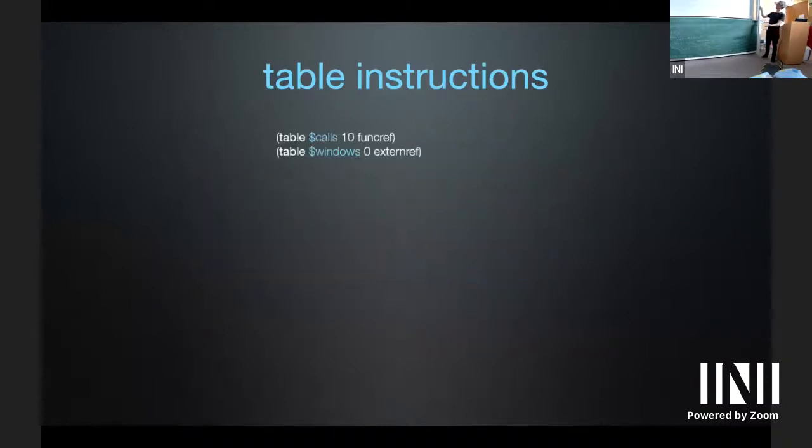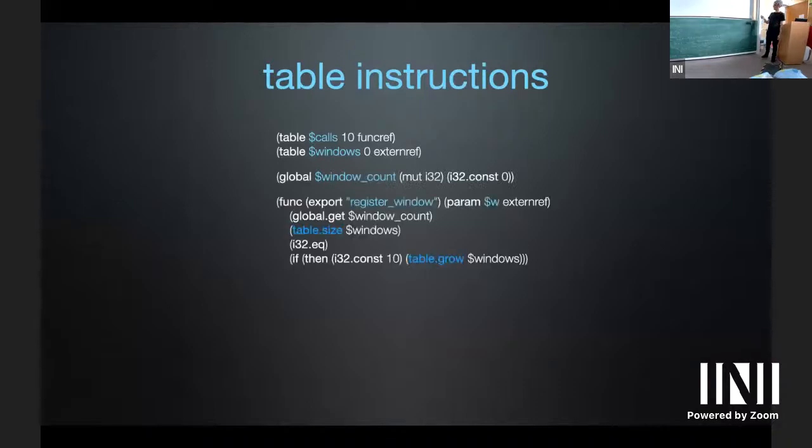So this is a bit of a generalization of what I showed you before. That would be a module that now has 2 tables, right? One is, I don't know, storing some functions for whatever reason. The other is storing a growing number of window objects, or JavaScript objects now. And you have a counter which just keeps track of how many you already have in there. And then you could have a function that registers the new window.